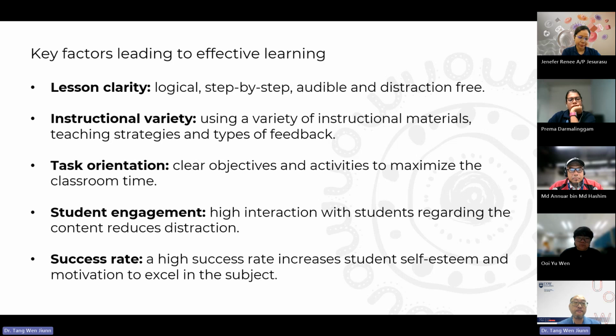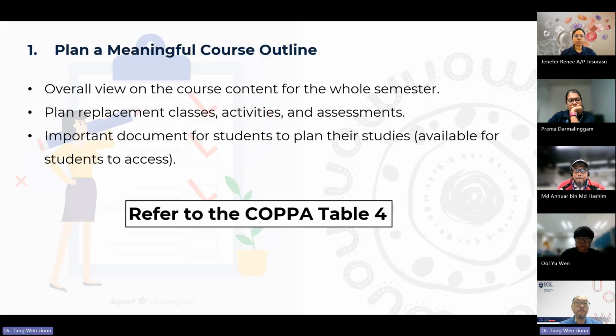All right, so these are the 5 factors for effective learning. So how do we get to this part? Let's look at what we need to do to get to this effective learning. First is to plan a meaningful course outline.